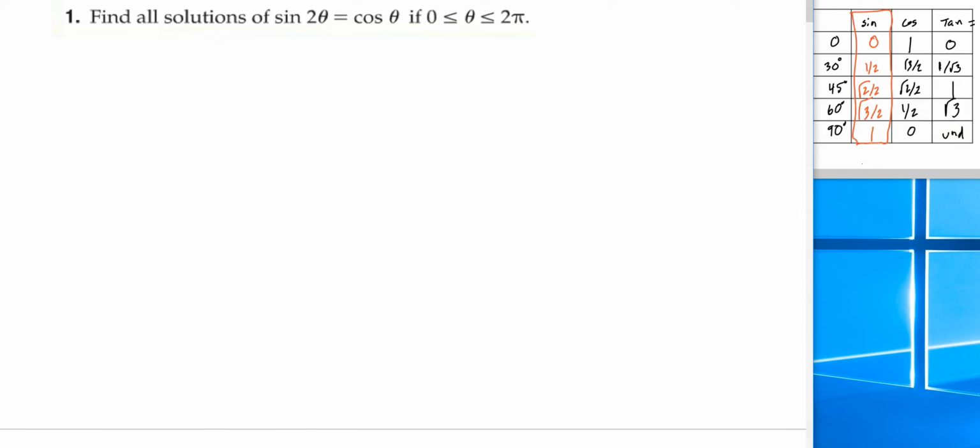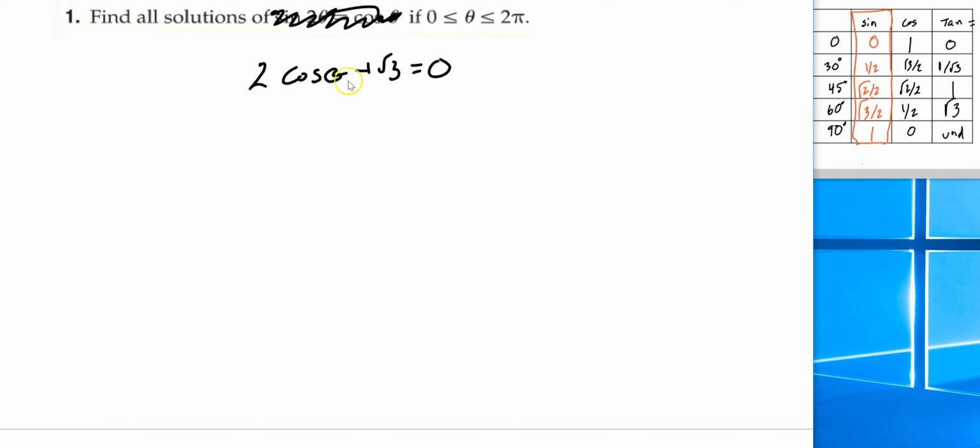Now this one, let me change this. Let me change this a bit. Let's do a more basic one before we do that one. Let's use 2 cosine theta plus rad 3 equals 0.